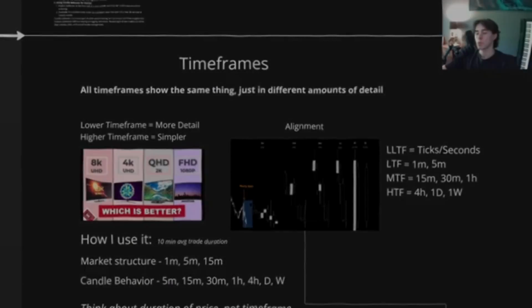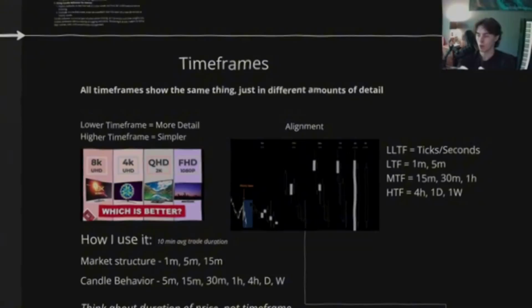We can see on this hourly bearish candle here that there is 1 minute structure making a new high, into breaking this structure here, to making a new low. But this is just a simplified version on the hourly chart. We can see the clear high and the clear low as a simplified version of these 1 minute highs and lows. So as all timeframes show the exact same thing, just in different amounts of detail, timeframes are almost kind of meaningless.